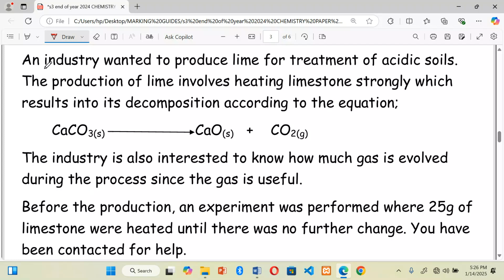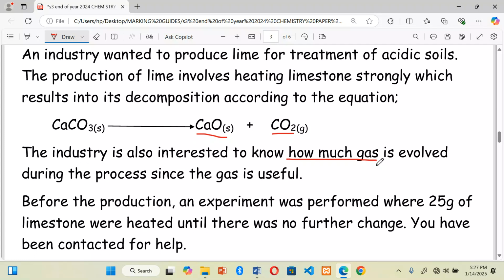The scenario goes, an industry wanted to produce lime for treatment of acid soils. The production of lime involves heating limestone strongly, which results in its decomposition according to the equation. So we have calcium carbonate decomposing to form calcium oxide and carbon dioxide gas. These are the products which are produced. So the industry is also interested to know how much gas is evolved during the process, since the gas is useful.